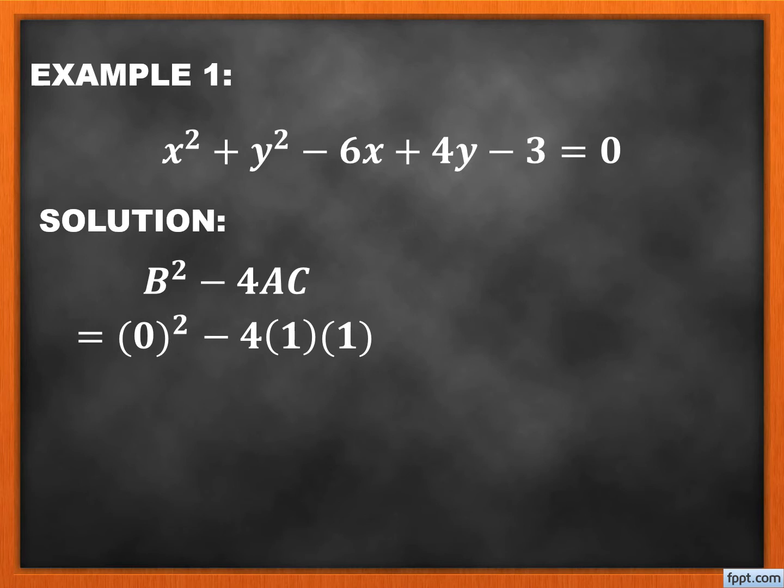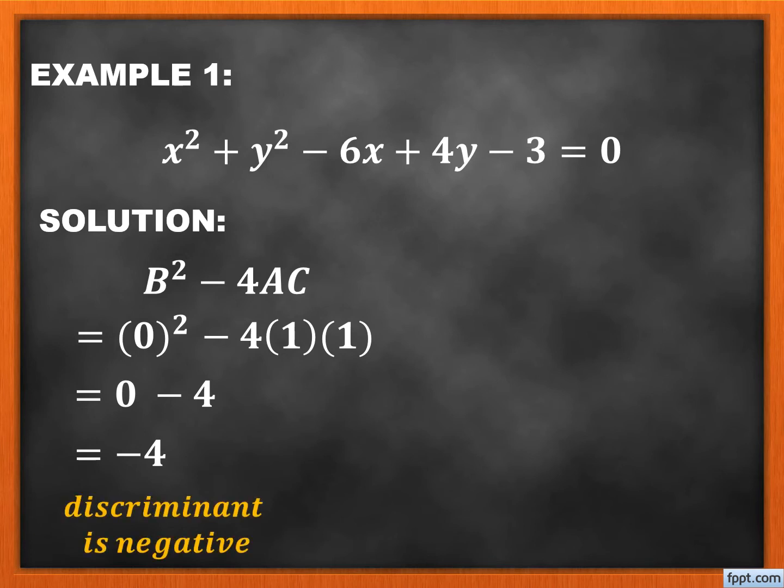b is 0 since wala naman tayong xy sa equation. a is equal to 1 since wala naman katabing numbers sa x squared, that means 1 yung coefficient niya. And c is equal to 1 since wala ding number na katabi si y squared, therefore its coefficient is also 1. So by substituting the values, we have 0 squared minus 4 times 1 times 1. And by solving, we have negative 4. So therefore, the discriminant is negative.